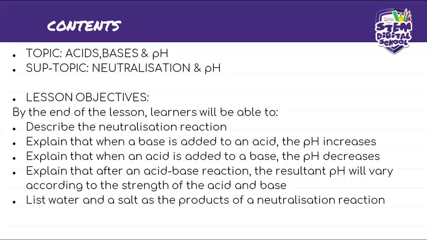Our lesson objectives are, by the end of this lesson, you should be able to describe the neutralization reaction, explain that when a base is added to an acid, the pH increases, and explain that when an acid is added to a base, the pH decreases. Explain that after an acid-base reaction, the resultant pH will vary according to the strength of the acid and base. We should be able to list water and a salt as the products of a neutralization reaction.